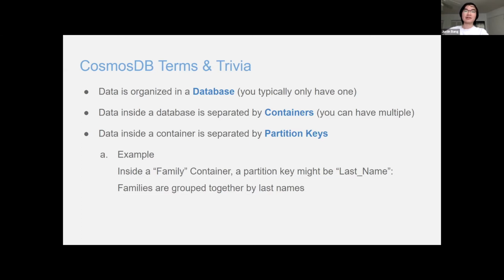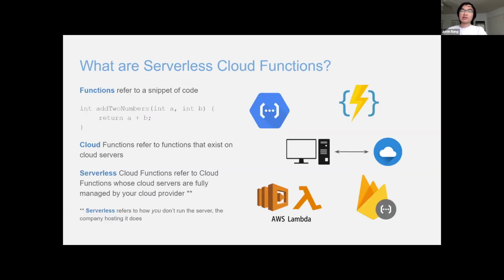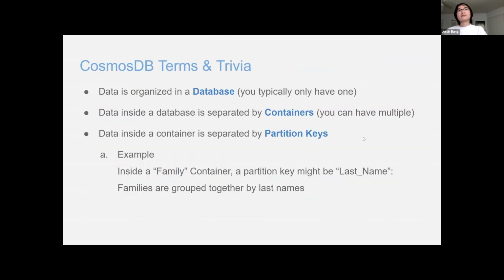Inside of a database, you have containers. A container is something that holds a specific type of object. For example, if you have a music application, your container might be something that holds songs or holds playlists, and you'd have multiple containers for each different type of object.